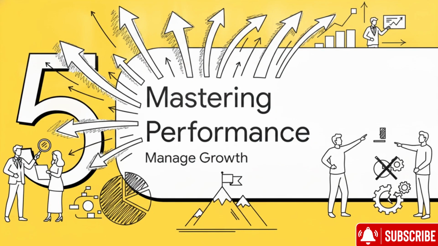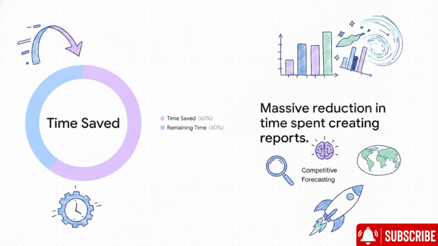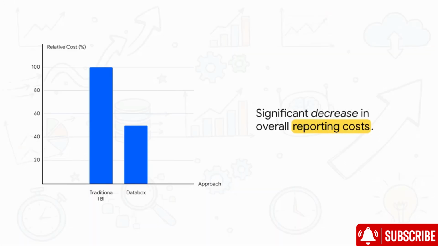Section 5. Mastering performance. Now, what's really interesting about this slide is what happens when we zoom out to the executive view. When we eliminate all that manual friction, we reach a much higher level of business management. Based on real-world results from scaling businesses, teams using Databox are seeing up to a 60% reduction in the time they spend just creating reports. I mean, imagine getting 60% of your analytical work week back. That is time you can redirect toward actual strategy, competitive analysis, and high-level forecasting instead of just pushing pixels around on a bar chart.